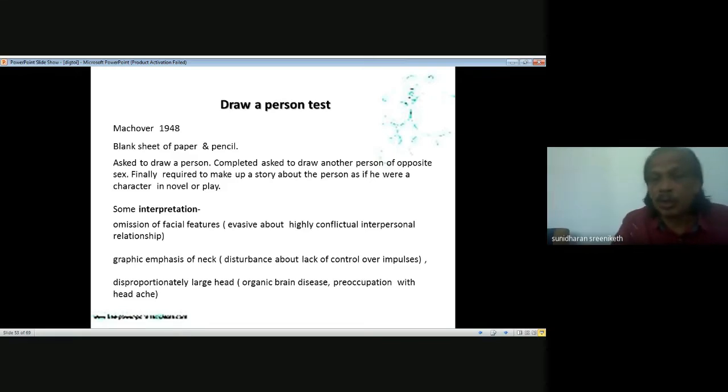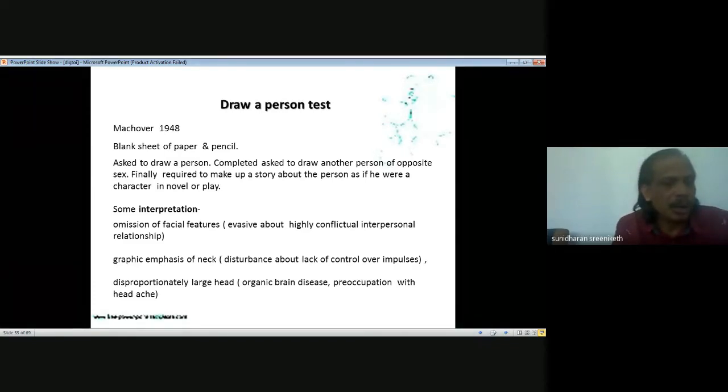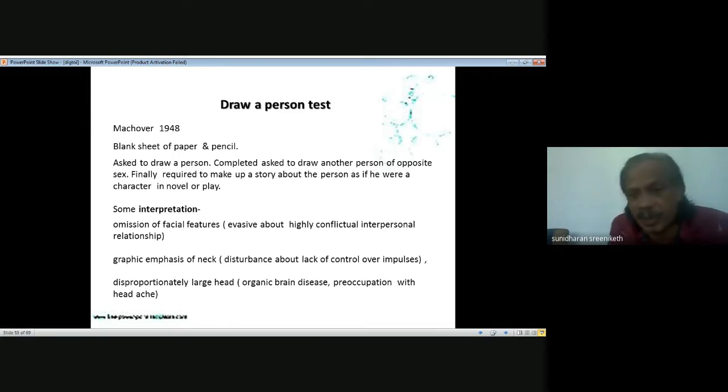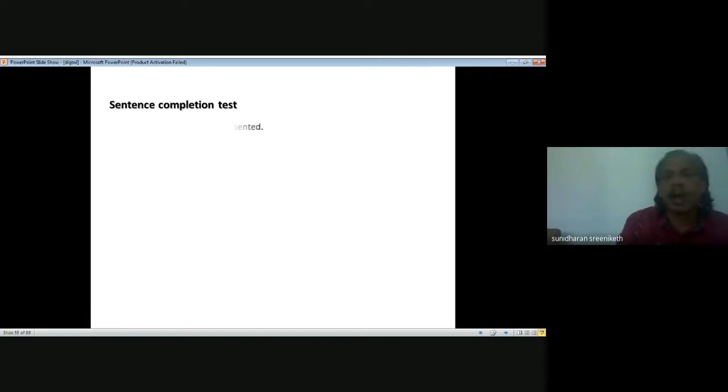Okay, so that is another important test, the draw a person test or draw a man test. It was developed by Goodenough-Harris, and in India its adaptation is made by Dr. Pramila Pathak. We are using the adapted version, and he developed a criteria for assessing the intellectual capacity of Indian children. We are using this Indian version developed by Pramila Pathak.